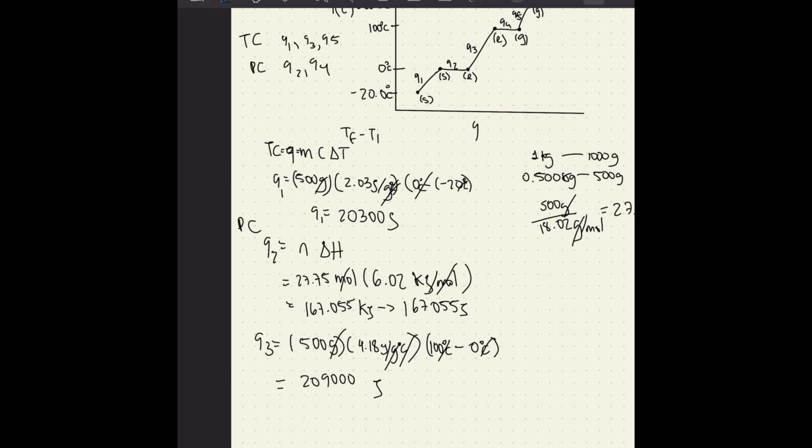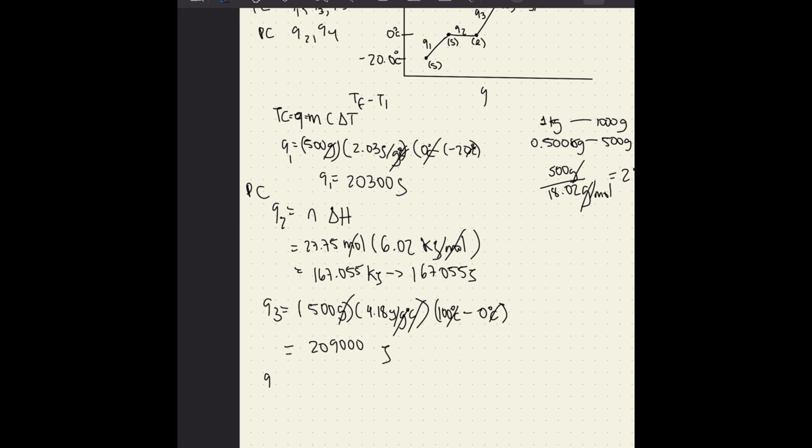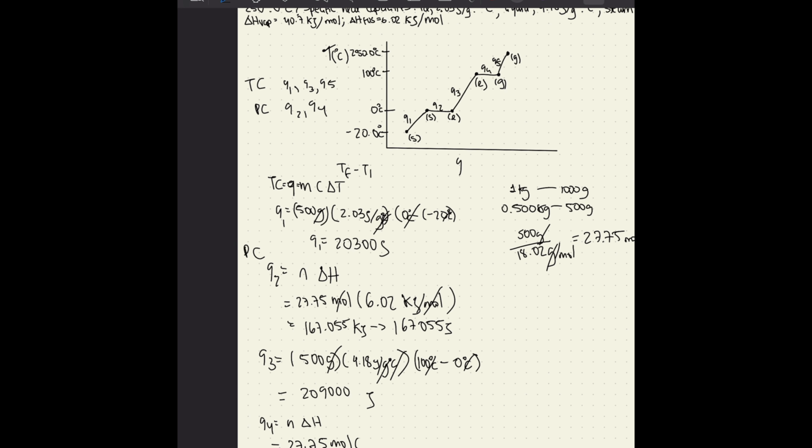So now Q4 is gonna be the same one as Q2, for the moles. The moles are 27.75. The fusion, and now it's vaporization, so it's gonna be 40.7 joules per mole, and it's 27.75.